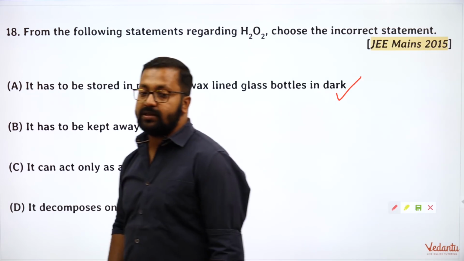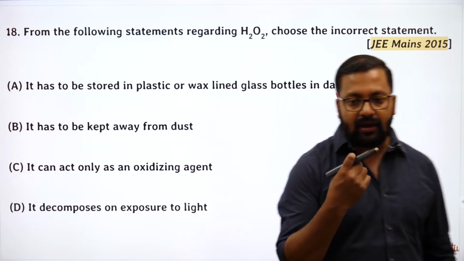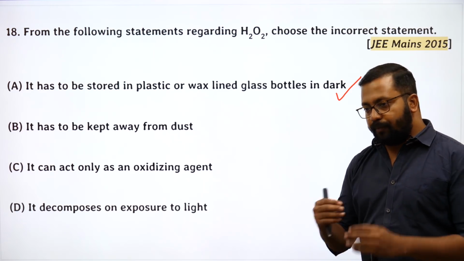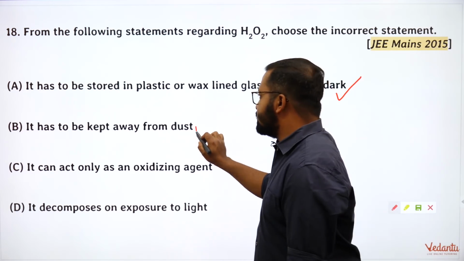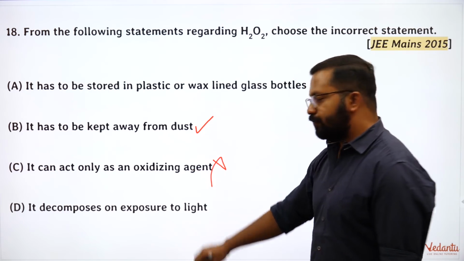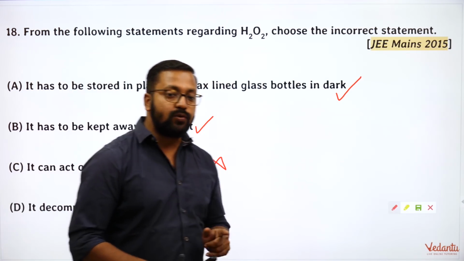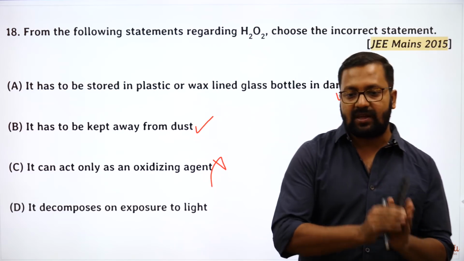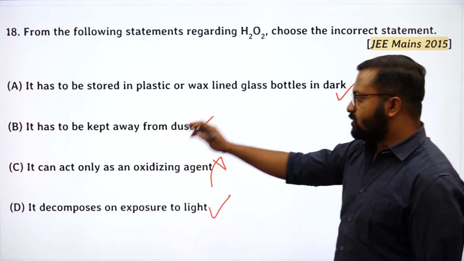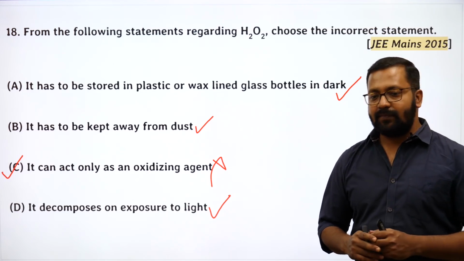H2O2 decomposes in presence of sunlight. Also, if there is glass and there is some kind of an impurity, it will react with it. Glass may allow light to pass through. It has to be kept away from dust. It catalyzes the decomposition of H2O2. It can only act as an oxidizing agent? No. Yesterday I told you that H2O2 can act as oxidizing as well as reducing agent in acidic as well as basic medium. It decomposes on exposure to light, which is correct. So the right answer to this question is C.